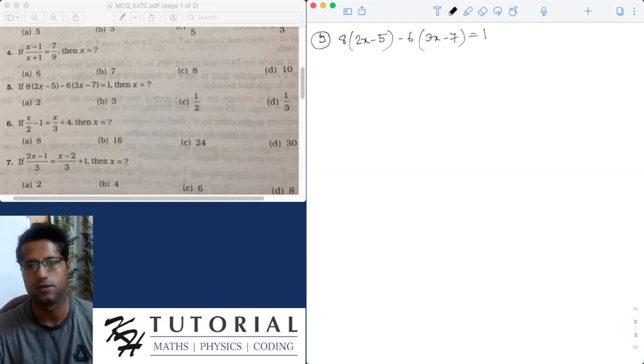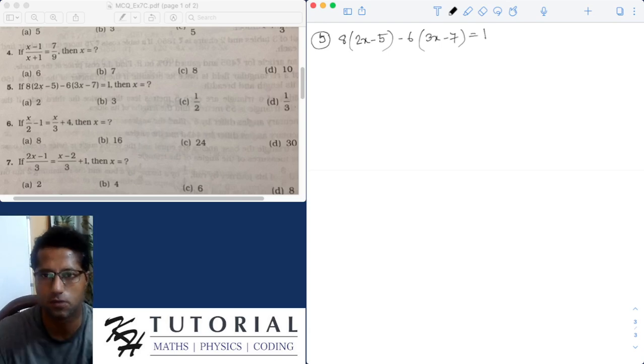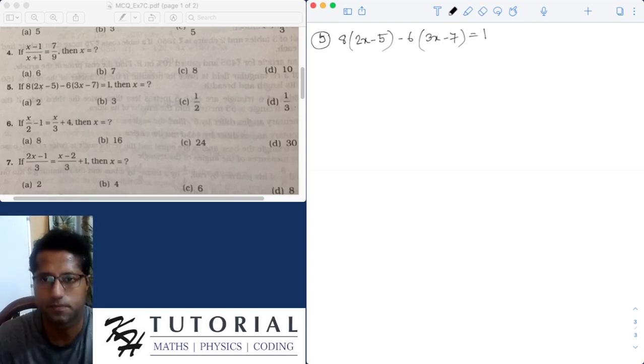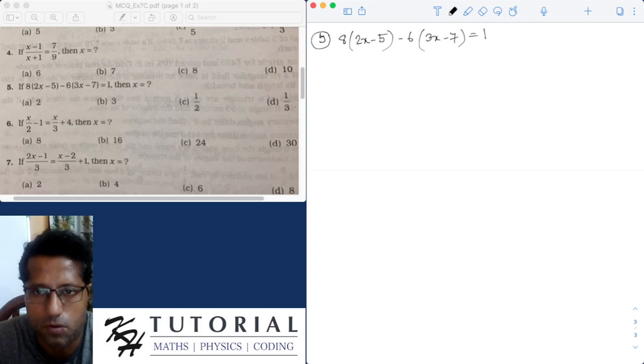Okay, let's do question number 5. It's also a linear equation. The linear equation given is 8 into 2x minus 5 minus 6 into 3x minus 7 equals 1. Then what is the value of x? That is, we have to solve this and find the solution or the root. This is a pretty simple linear equation. We just have to open the brackets first. So when we open the brackets, we get 8 into 2x minus 5.